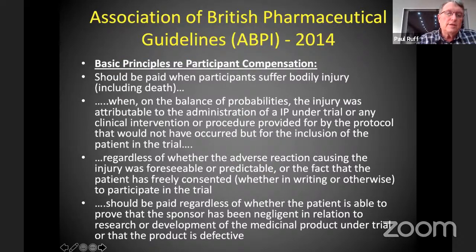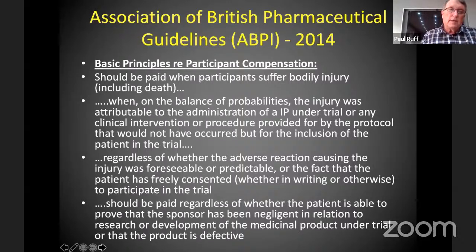And this is just, I'm going to finish here because I think I've used up all my time, just to talk about ABPR guidelines, Association of British Pharmaceutical Guidelines. This is specifically for medicines, but basically it's if any participant in a study has an injury during the study. And the same thing would apply for devices or kits. And this includes death. The initial ABPR guidelines that came out in 1991 didn't cover death. It didn't have compensation for death. The new guidelines do require compensation for death.